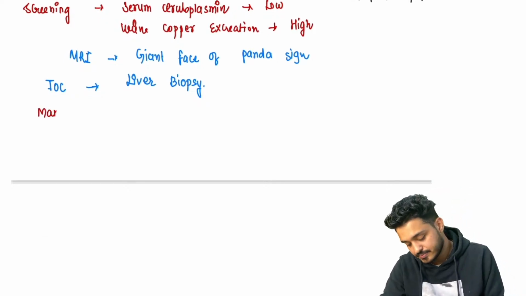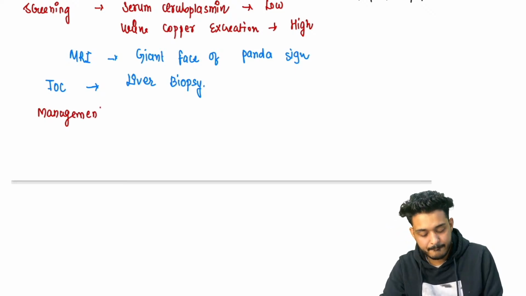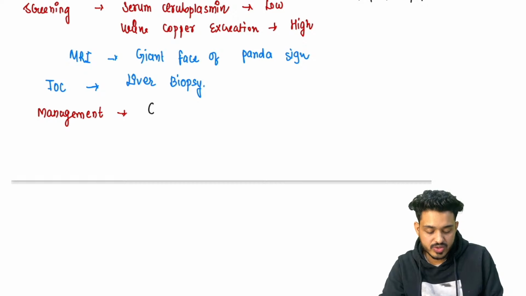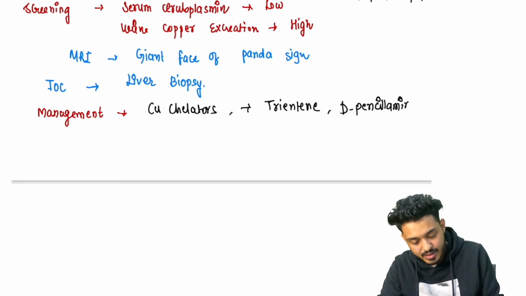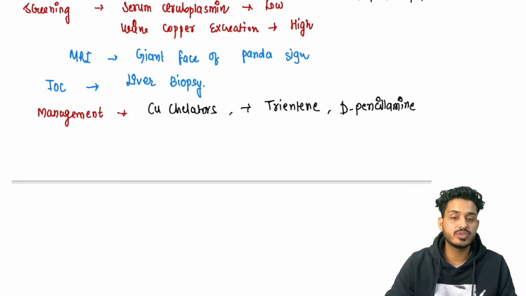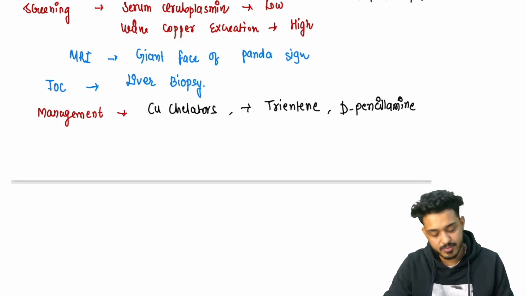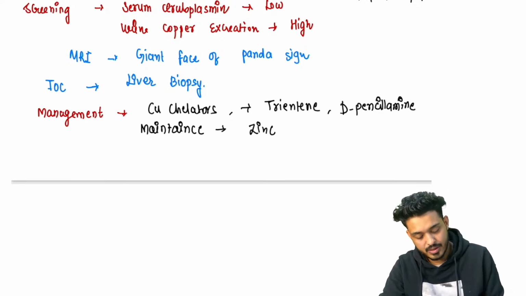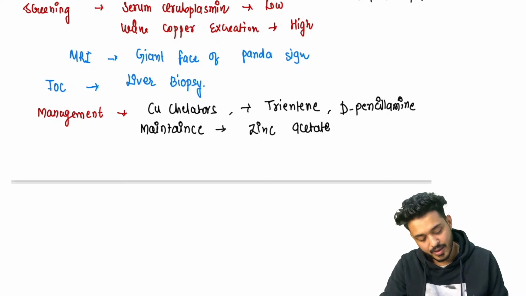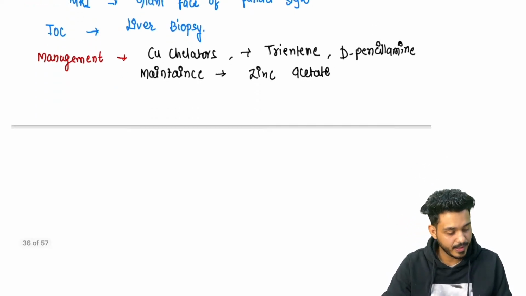For management, for the treatment, you can use copper chelators. You can use copper chelators like trientine. याद रखना है treatment. Trientine, D-penicillamine. These are the copper chelators. One more thing you can also use for the maintenance that will decrease the copper reabsorption. You can remember, for maintenance you can use zinc acetate.